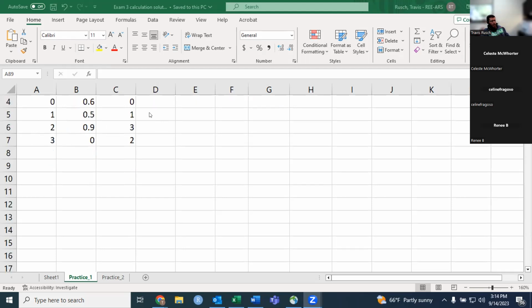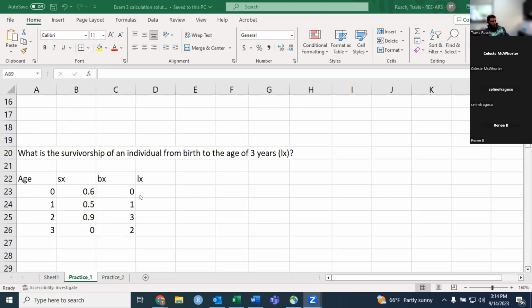So we'd have to add a new column. We have this blank column, and let's just work on filling it all in first, and then we can go back. We know we have to go to 3 years, so we have to go all the way to the bottom, so we do have to solve for all of them. So given this set of information, how do we solve for L of X?